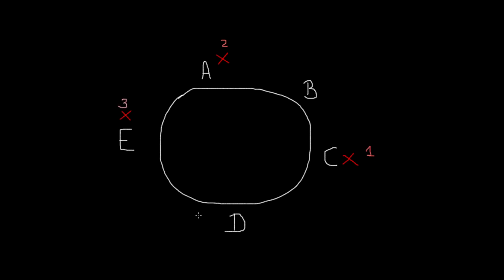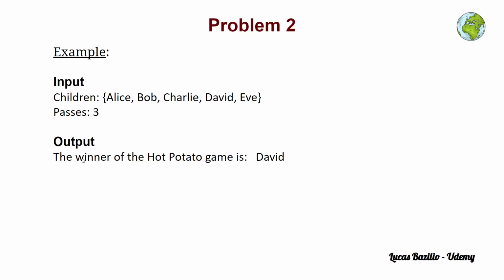Then the potato gets passed to Bob, because Alice is removed, so we have 1. Then Bob passes to David. We have 2. And then David passes to Bob again. We have 3. So as we've done 3 passes, Bob gets removed, and this is the 4th child that gets removed from the circle. As we can see, the only child that remains inside this circle is David. So David is the winner of this hot potato game. That is why in the output we see the winner of the hot potato game is David.